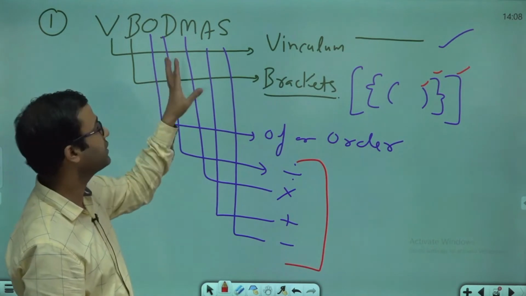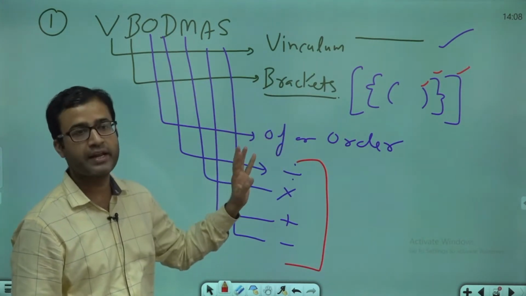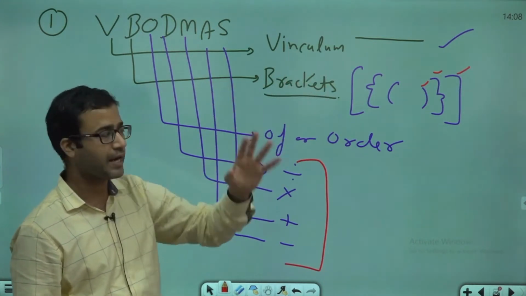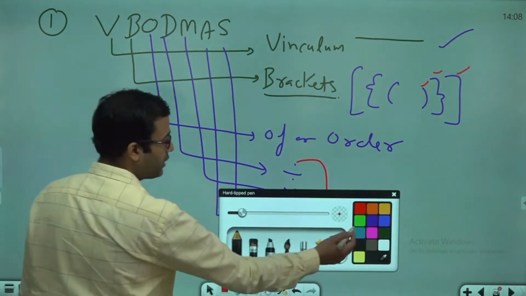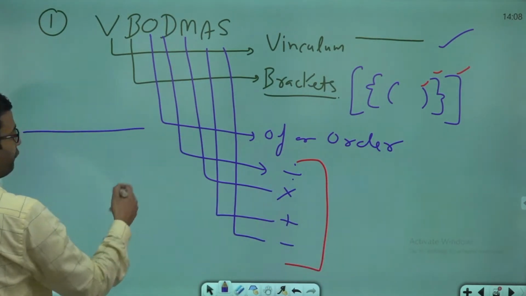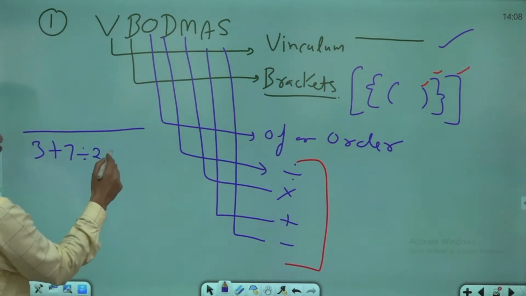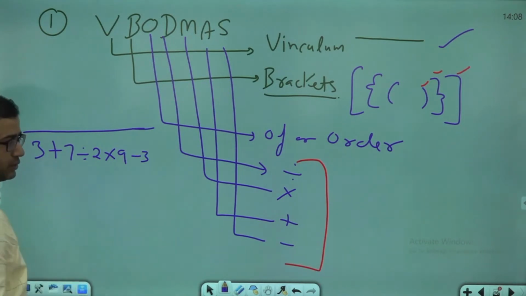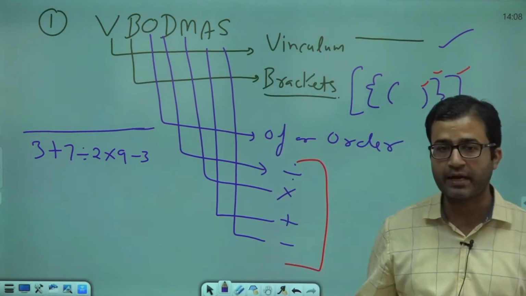And how do we remember this? BODMAS. V BODMAS, vinculum is the extra thing we add. So vinculum is like a bracket only, a bar bracket. Now for example, under this vinculum we have 4 or 5 calculations, like 3 plus 7 divided by 2 multiplied by 9 minus 3 and so on. Just for example, we have to remove this vinculum bracket.